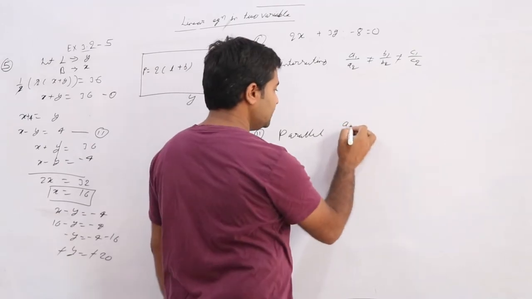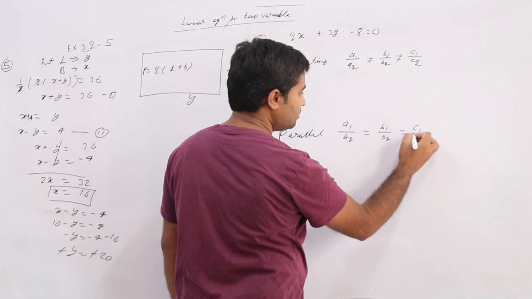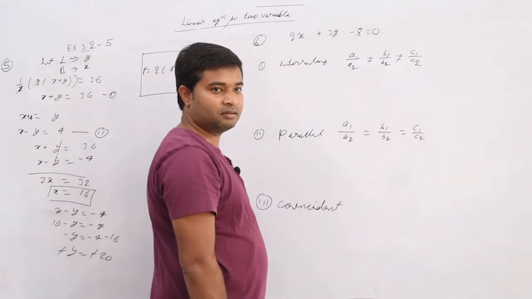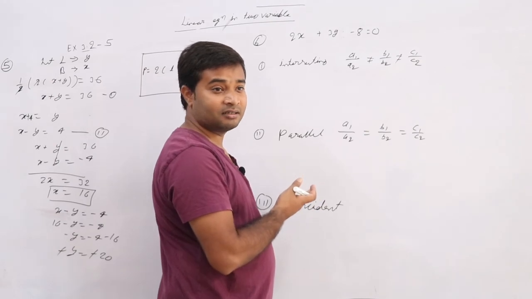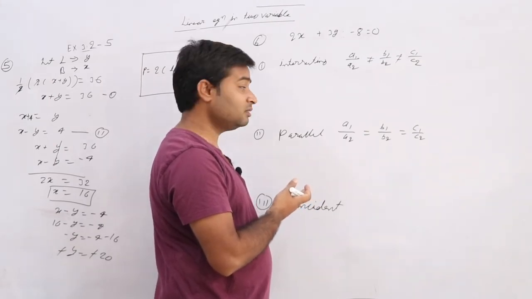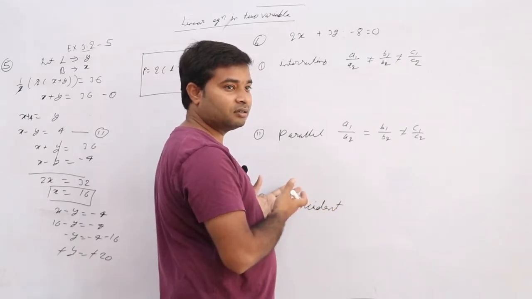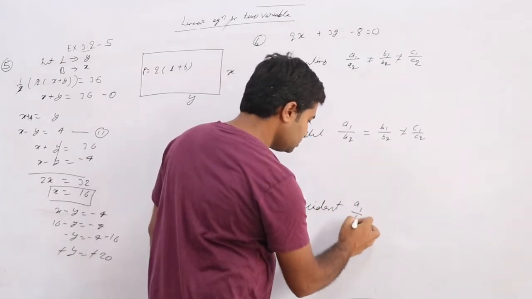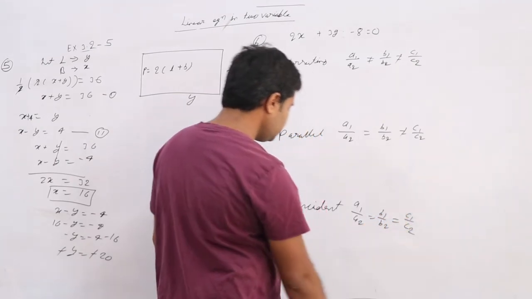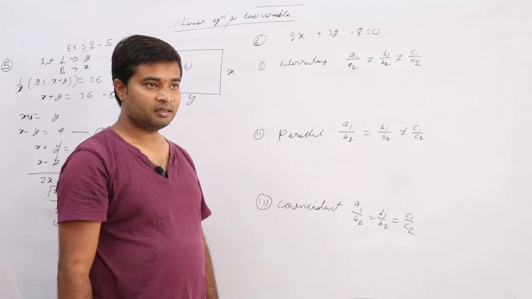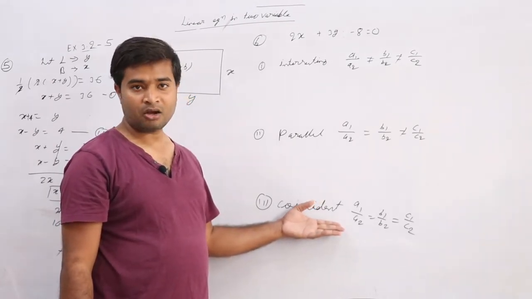A1 by A2 equals B1 by B2 is not equal to C1 by C2. Check, is this right? How slow you are, man. I can write faster here. A1 by A2 equals B1 by B2 not equal to C1 by C2. Correct? True or not? Check in your book. Yes, all are true.